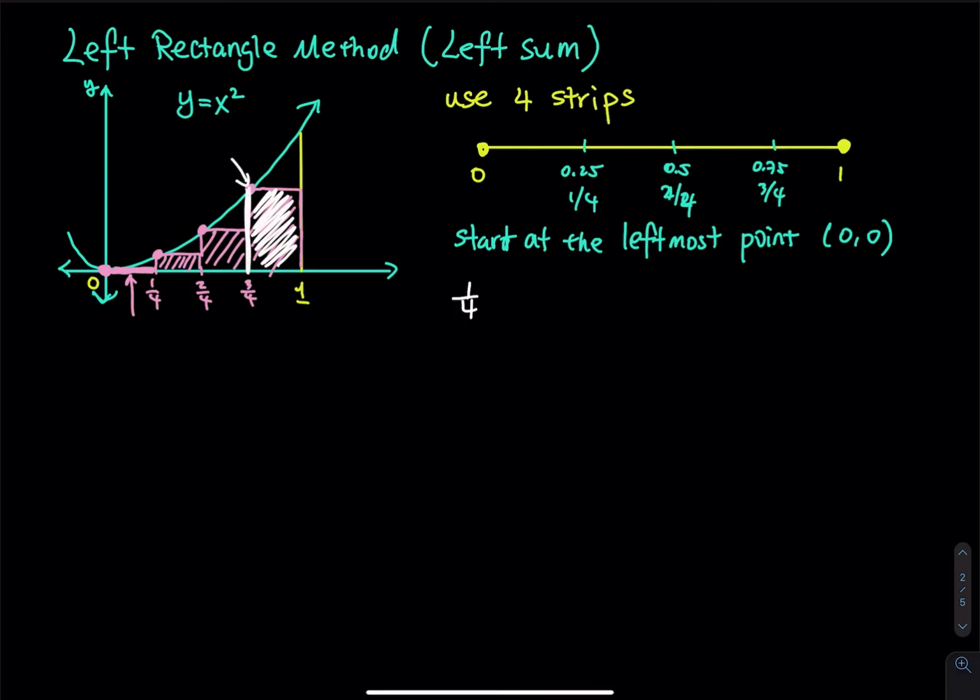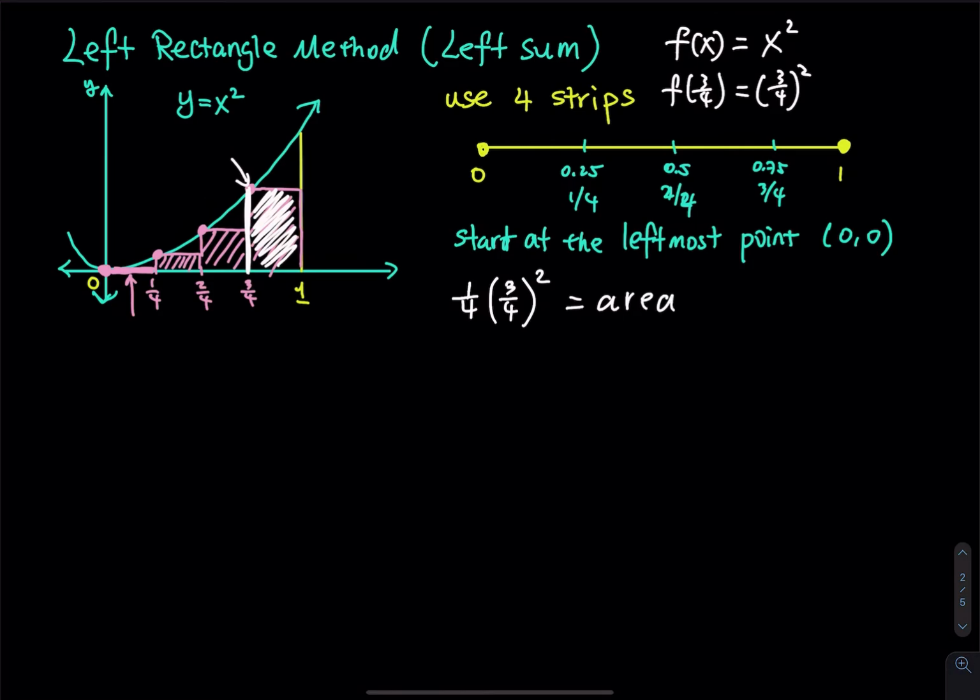When x equals 3/4, y equals, all you have to do is plug 3/4 into the function. f of x equals x squared, right? When x equals 3 over 4, you plug it in, so that is (3/4) squared. You don't need to tell me what that equals, just (3/4) squared. So this is the area of this rectangle.